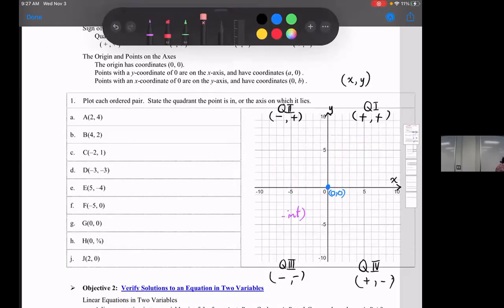All right, let's plot some points. A is 2 comma 4. So you go right 2 units and you go up 4. 1, 2, 1, 2, 3, 4. Right there, that's my point A. Next is 4 comma 2. You go right 4, and then you go up 2. Negative 2, 1: what quadrant is negative 2, 1 going to be in? So you go west 2, go north 1.